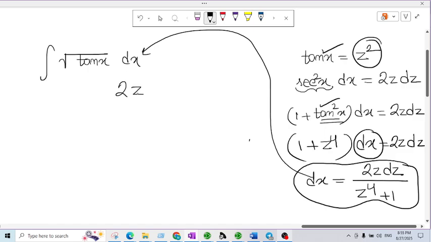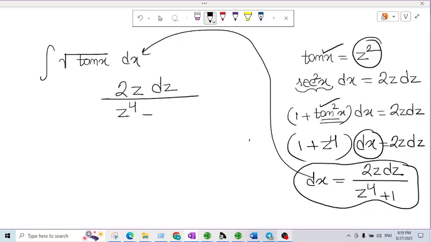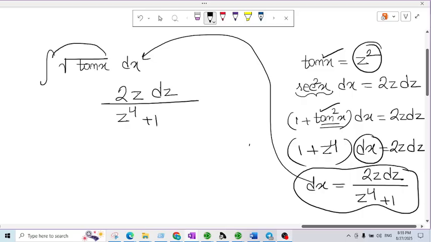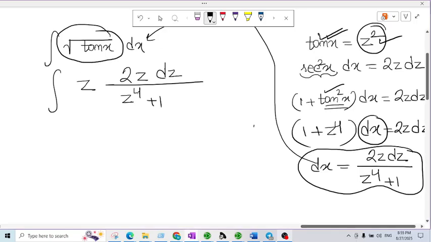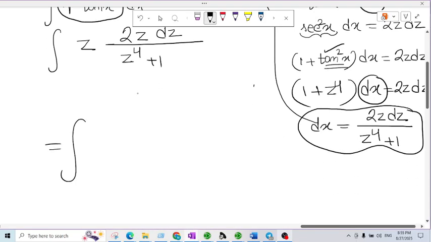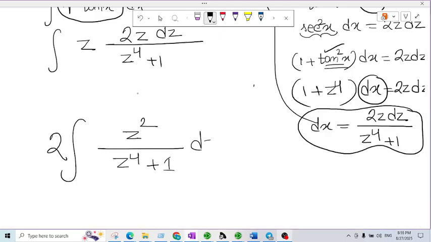So we have 2z dz, then z to the power 4 plus 1, and what is this root over tan x? As tan x is equal to z square, so root over tan x is equal to z, and I think you understand why I have chosen tan x is equal to z square. Okay, so now I have, let's write this to our sides, z square, then z to the power 4 plus 1, then dz.